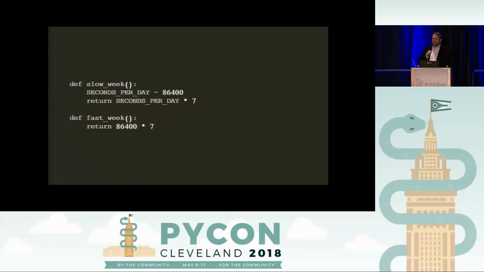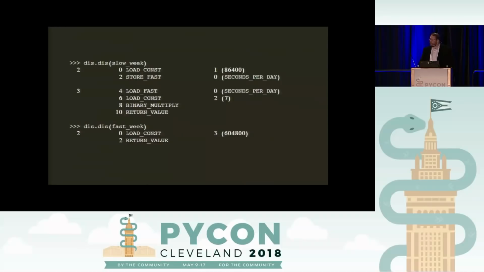And the answer is we can look at the bytecode. We can ask the dis module to disassemble these for us. There's a big difference in what those turn into. If you notice, that first one stored the number of seconds in a day in a variable, which meant we had to load a constant, store it in a variable, then look up what was stored in the variable, load another constant, do a multiplication, and finally return the value.